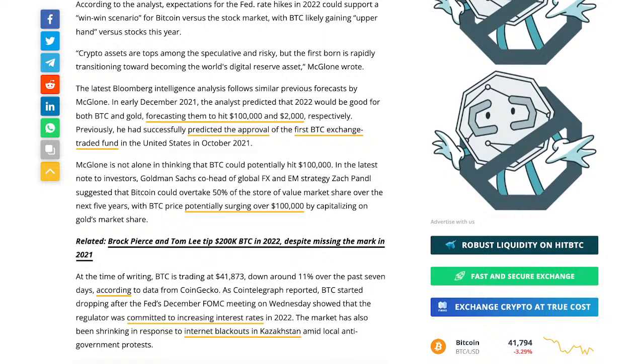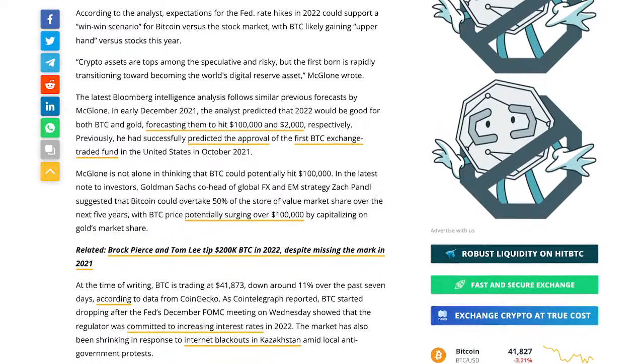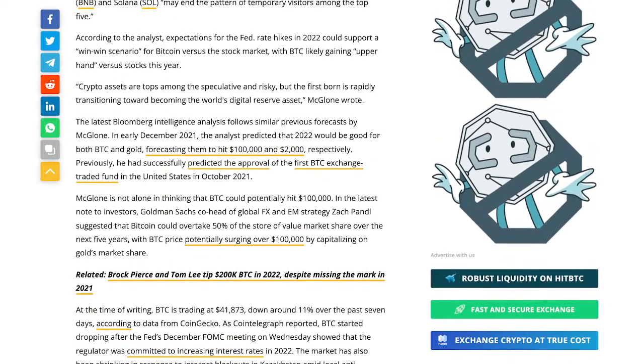And I personally think that $100,000 is still a really realistic price target for me. I personally must say that if we overtake 50% of the store of value market share, Bitcoin won't just be heading towards $100,000.